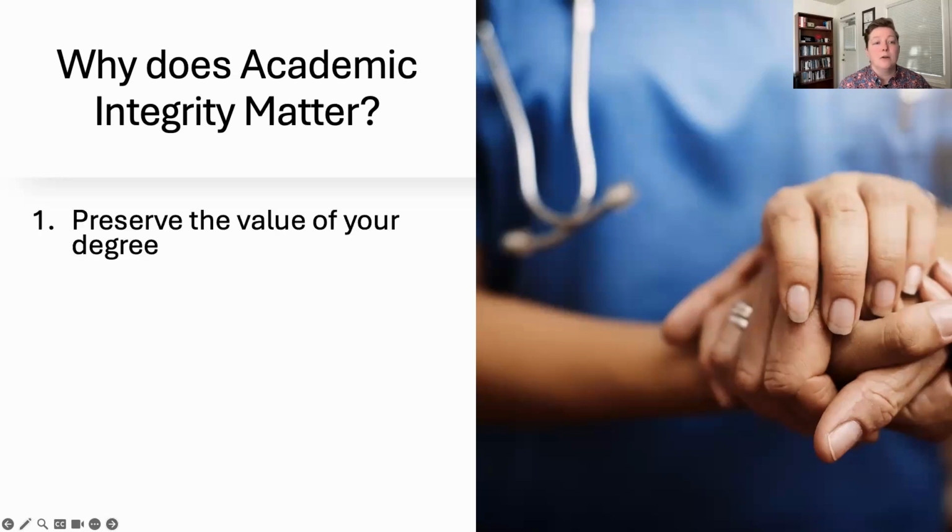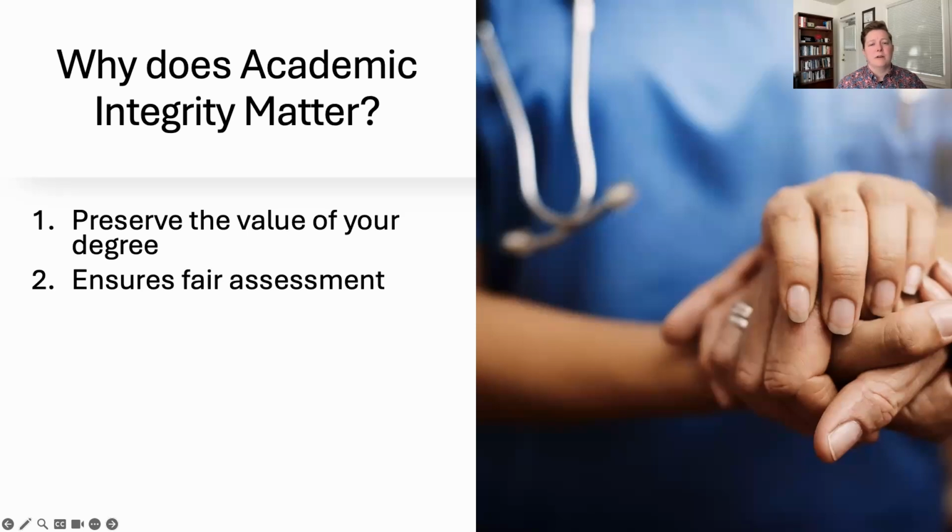So first, it preserves the value of your degree. When you maintain high standards, you ensure that your degree truly reflects your hard work and expertise and doesn't devalue your degree. And so as we all do that, that ensures that when we leave, we actually have the skills and knowledge that the degree says we have.